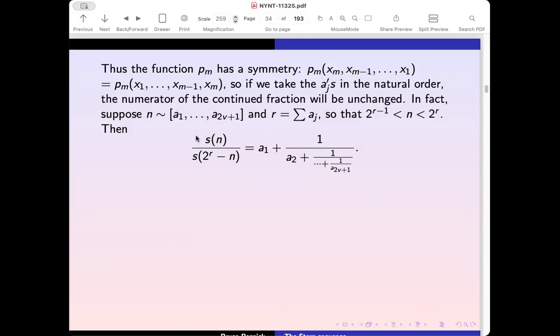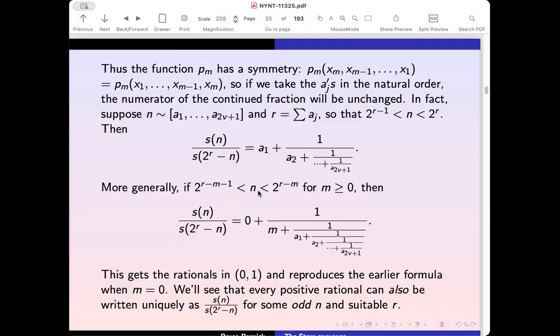So a more natural question is, what happens if you took the A1 through A2V plus 1 in the standard order? And the answer is that you get S of n over S of 2 to the r minus n, where r is the sum of the As. Everything that I've said about these formulas can be fairly easily proved by induction. And more generally, if n is smaller than 2 to the r minus 1, you have an expression like this, which allows you to get rationals in 0, 1. And if m is 0, then this 0 flips back and you get the formula you have.